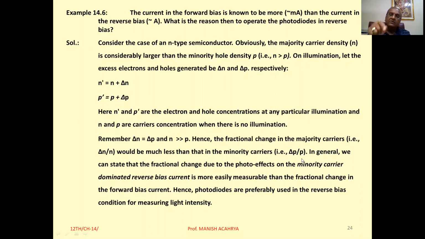And now to detect the change in minority charge carriers, we have to use reverse bias, because in reverse bias we are getting the current due to minority charge carriers, and therefore this one is operated in reverse bias mode. Clear?